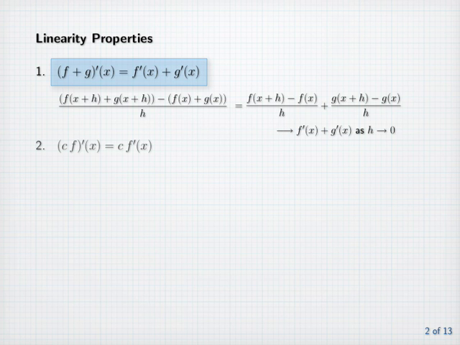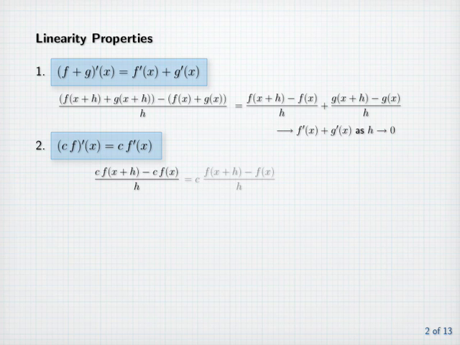2. The derivative of a constant times f is the constant times the derivative of f. To see why this is true, just look at the difference quotient for c times f. C times f of x plus h minus c times f of x, divided by h. And notice that we can factor out a c, and we simply have c times the difference quotient for f, which approaches c times f prime of x as h goes to 0.